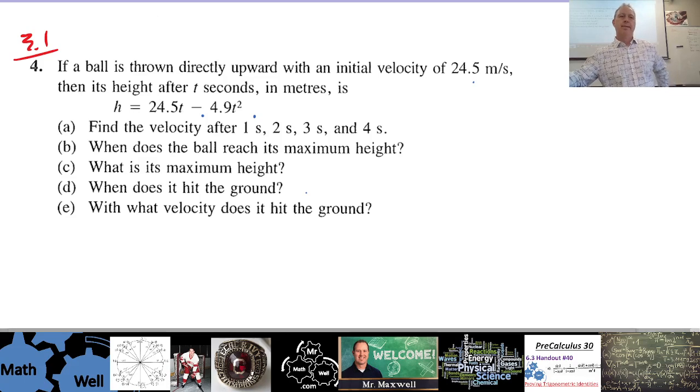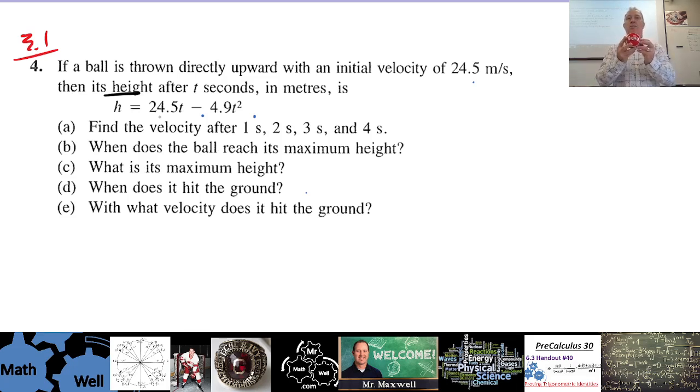Okay, number four. Numero foro. If a ball is thrown directly upward with an initial velocity of 24.5 meters per second, then its height after t seconds in meters is given by this equation. Now you don't have to come up with the equation, and remember this is a ball thrown straight up in the air, it's like a ball like this. It's not necessarily thrown sideways like the graph would indicate. It's thrown straight up and down.